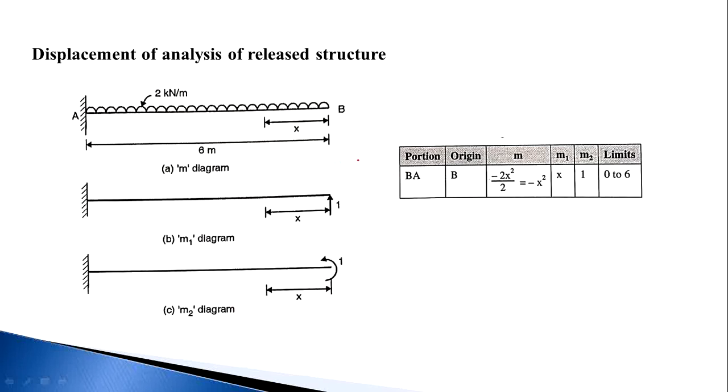Now form a table. First portion BA: there is only one span, so there is just one portion, BA. The origin is B. For the M diagram, taking moment about point B, the bending moment is 2 into x by 2, and the direction of the moment is anti-clockwise. Left side anti-clockwise is minus, so minus 2 into x square by 2, which is equal to minus x square. This is M.